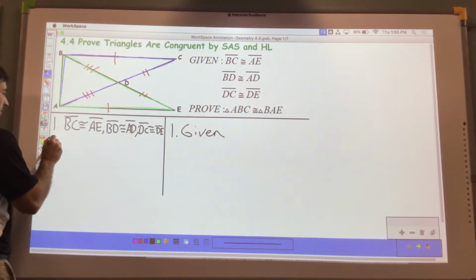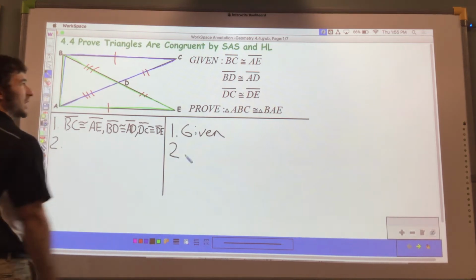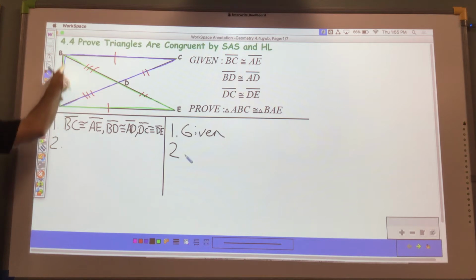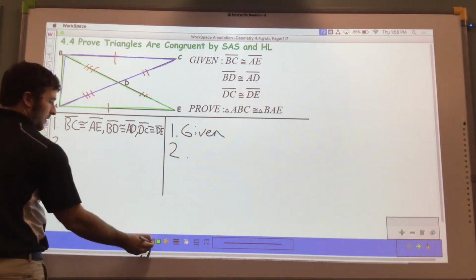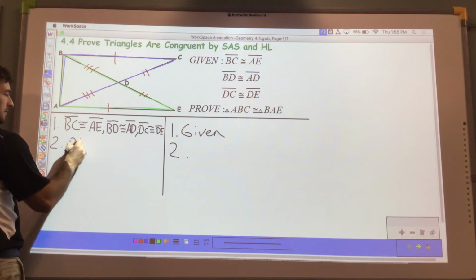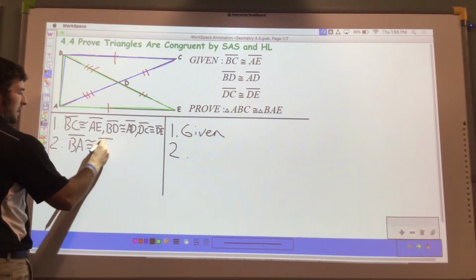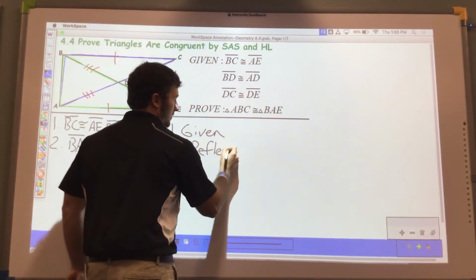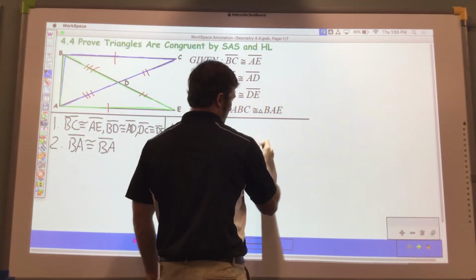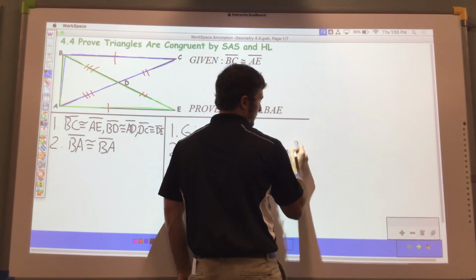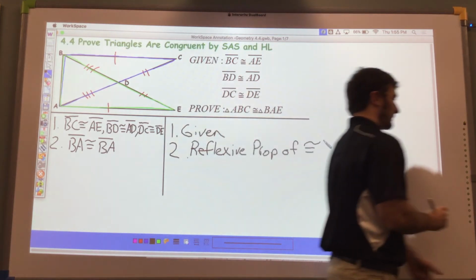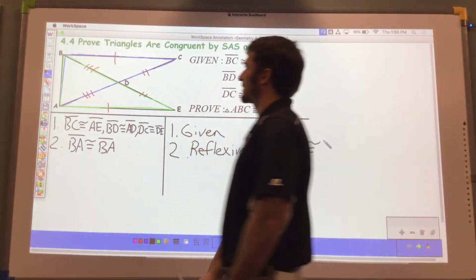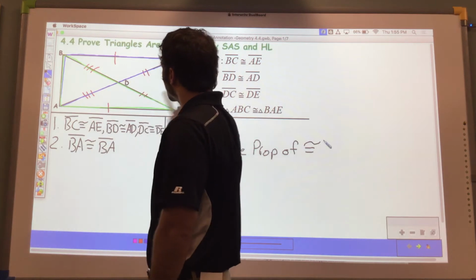Now you should notice that those two triangles share a side. They both share where they overlap, right? You can see they overlap at segment BA. So that's going to be segment BA is congruent to segment BA. And that is our reflexive property of congruence. So now I got one side left, or one pair of sides, and that's going to be to show that segment AC is congruent to segment BE.